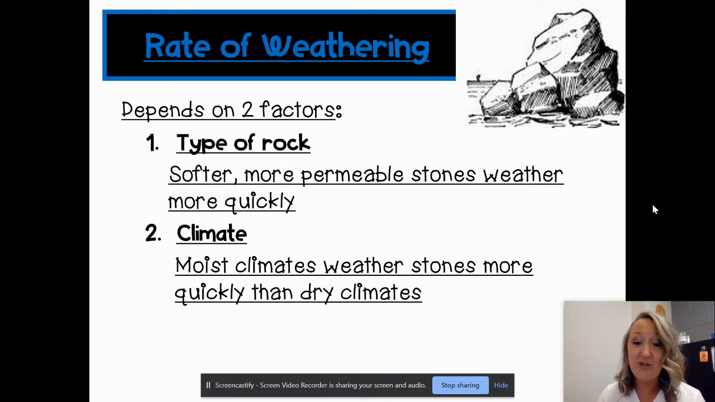Climate is also going to be a huge factor. Moist climates are going to weather way more quickly than dry climates, right? Because that moisture, not only does it seep into cracks and physically weather, but we need moisture for most chemical weathering as well, right? Water is that chemical that's necessary for those two.